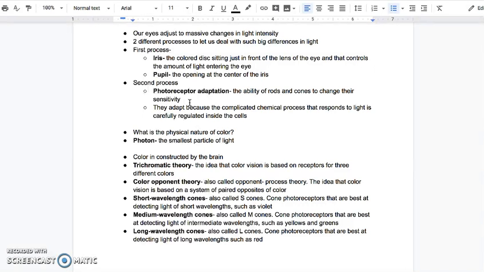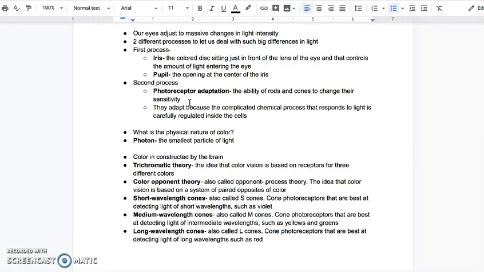Our eyes adjust to massive changes in light intensity. Two different processes let us deal with such big differences in light. The first process includes the iris, which is the colored disc sitting just in front of the lens of the eye that controls the amount of light entering the eye, and the pupil is the opening at the center of the iris.